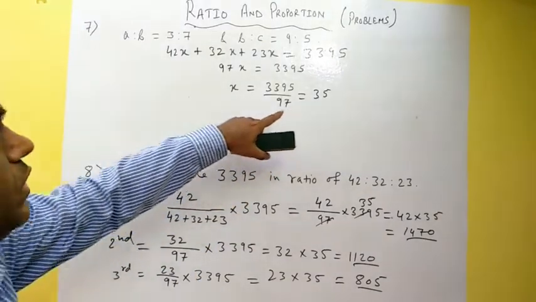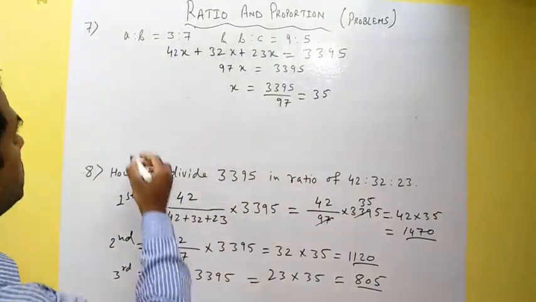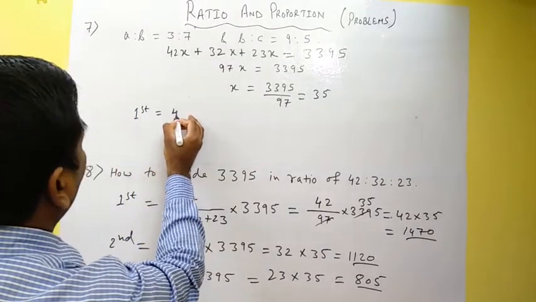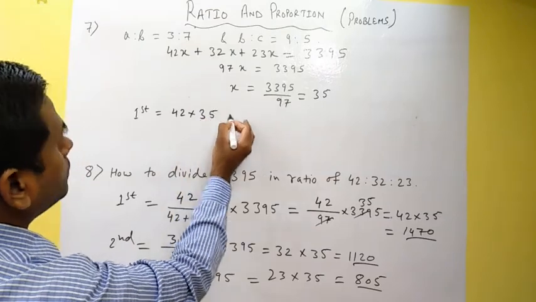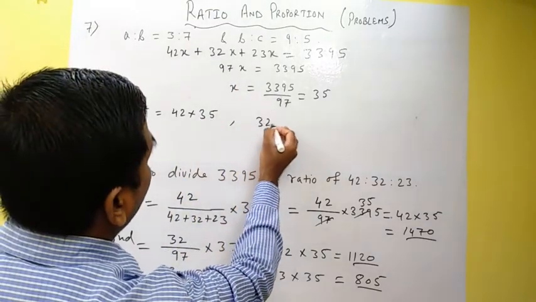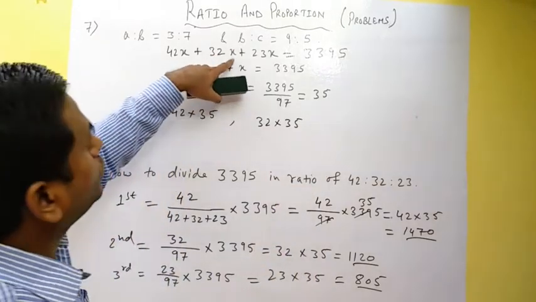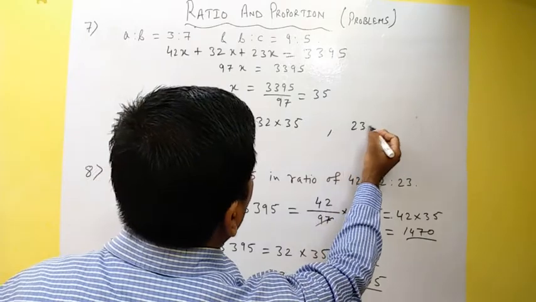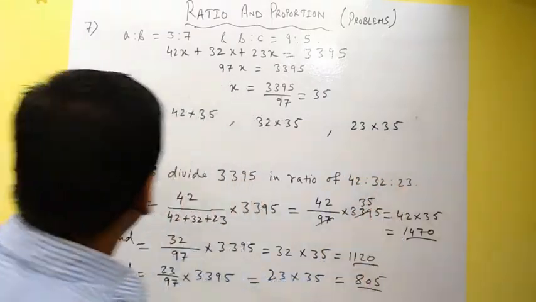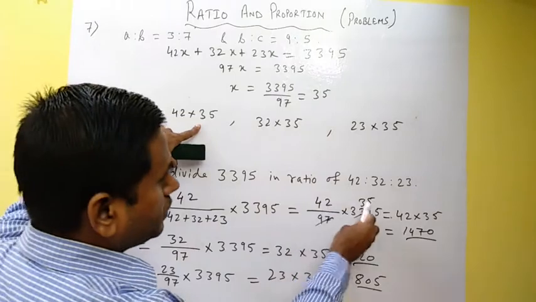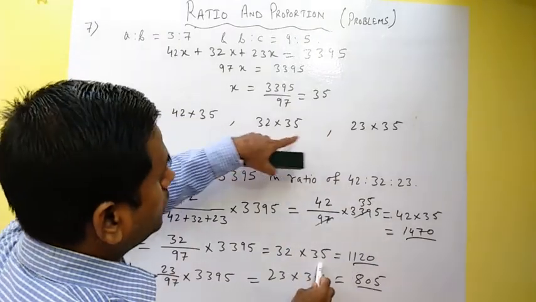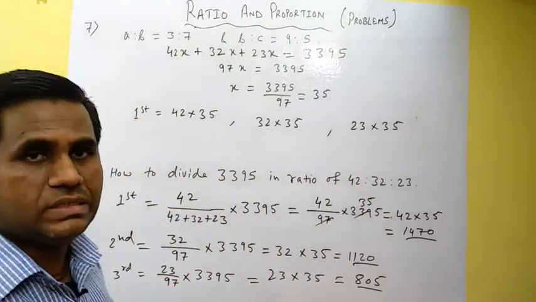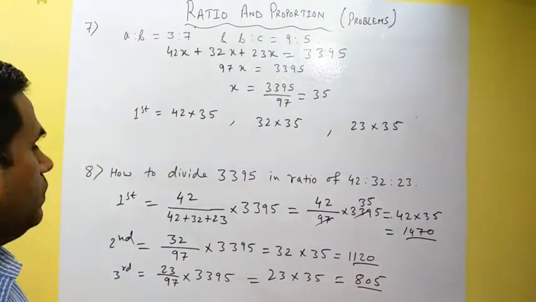Now the value of x is 35. So what is the first number? 42x, right? So first proportional is 42 into 35. Similarly, second is 32 into 35, 32x. And the last one is 23 into 35. So you will get the same numbers, friends. 42 into 35, 32 into 35, and 23 into 35. So whichever method you find easy, you can apply that method and solve this kind of problems.